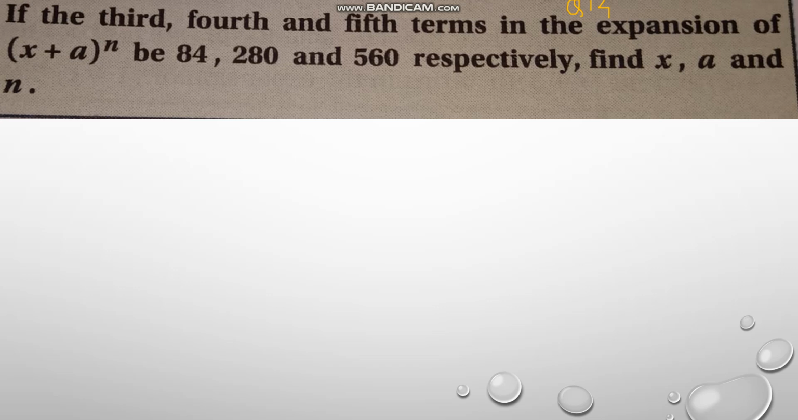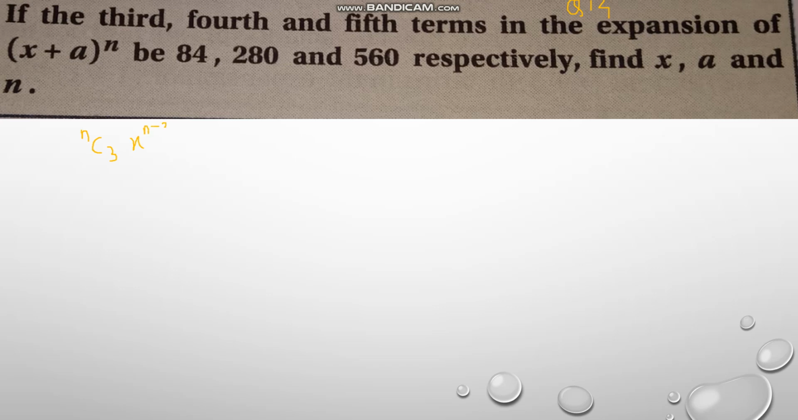Third term is given 84, fourth term is given 280, fifth term is given 560. This is the only thing we are given and we have to find x, a and n. Let's see how we can approach this question. First of all, we need the basic approach to every question, that is, first write the terms.